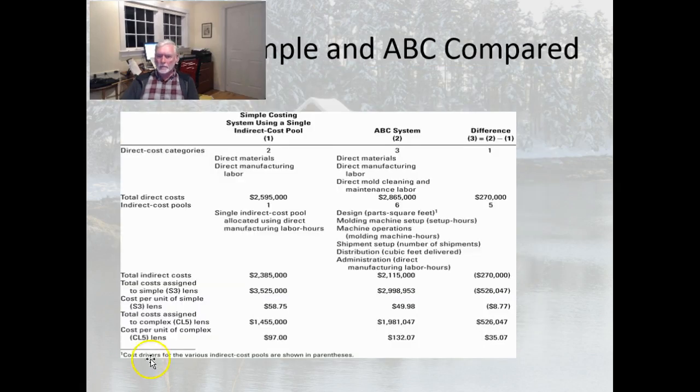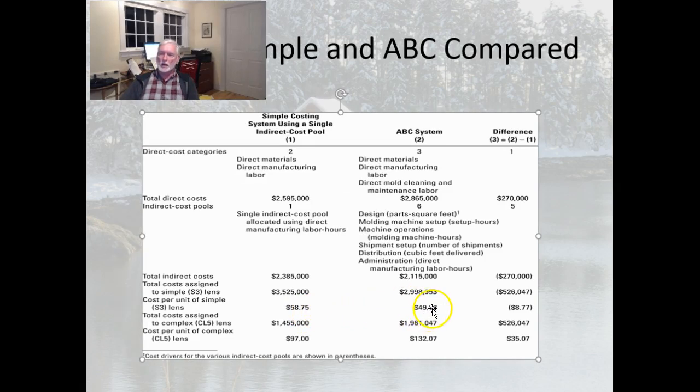So if we compare with the simple costing, the simple lenses were $58.75, and now we think that they cost $49.98 using ABC. And the complex ones were $97 a unit, and now we think that they cost $132.07. Is that going to change my decision making? I think so. We've got a 30% increase in cost here, and about a 10% decrease in cost here. So we've made quite a change in how we're allocating costs. And as long as this is done well and is more accurate, we're going to make better decisions going forward.